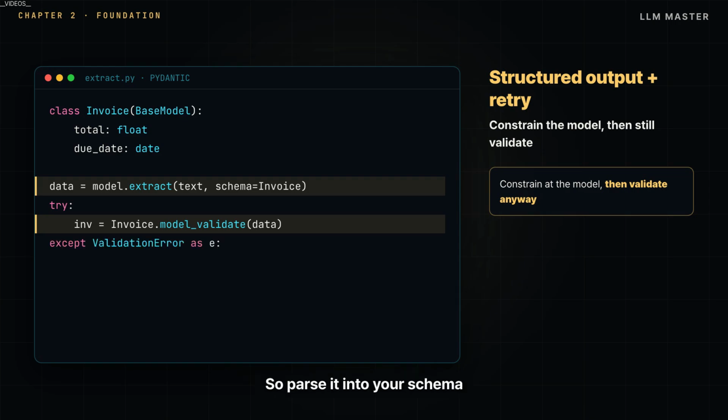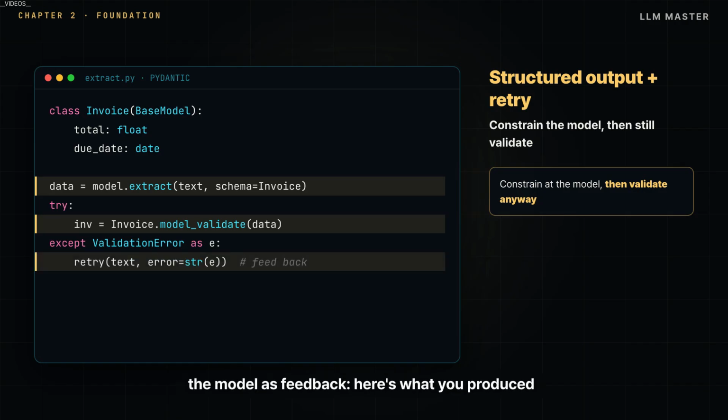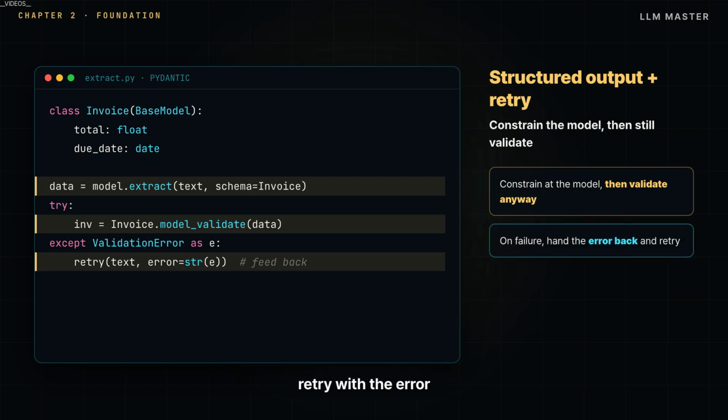So parse it into your schema, and if validation fails, catch the error and send it straight back to the model as feedback. Here's what you produced. Here's what broke. Try again. Constrain at the model. Validate in your code. Retry with the error. That loop is what turns a language model into a dependable extraction service.